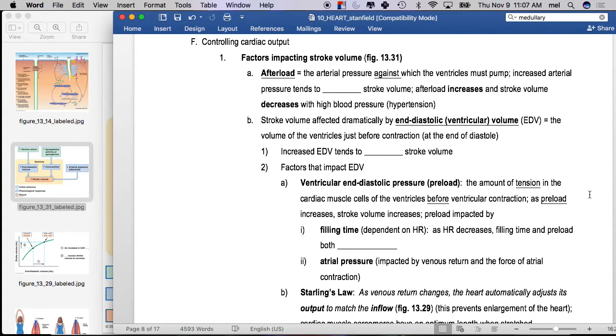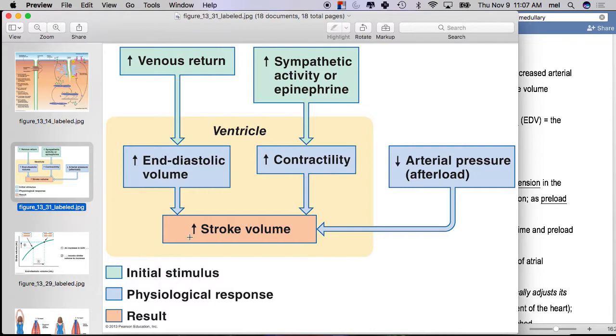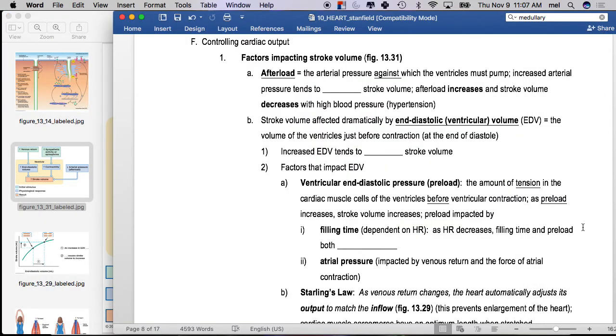Stroke volume is affected dramatically by end diastolic ventricular volume, the volume of the ventricles just before the contraction at the end of diastole. So what's your prediction? Increased EDV tends to do what to stroke volume? Increased stroke volume. Yes, of course. Here is increased EDV, and that increases stroke volume. Does that make sense? So now all we need to do is figure out how you increase EDV, and there's a couple of different ways.